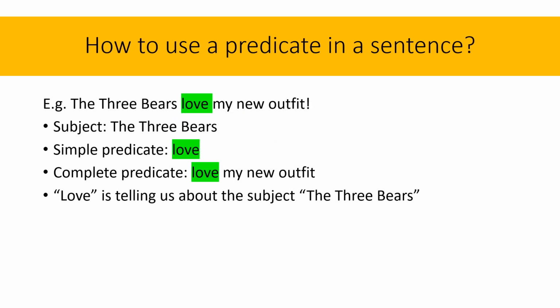Let's look at how to use predicates in a sentence. Let's have a look at this example. The 3 bears love my new outfit. First of all, let's start off with thinking, what is the subject? The subject over here is the 3 bears. Then the simple predicate, so the verb, thinking about that. Love is a verb. It's telling us what the 3 little bears are doing.